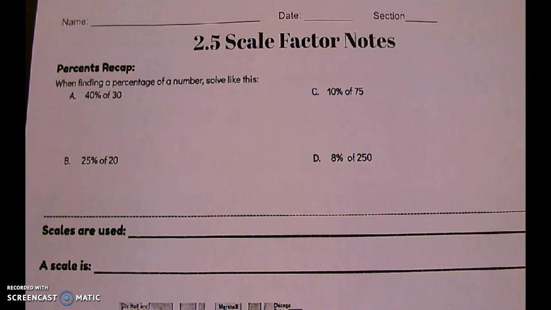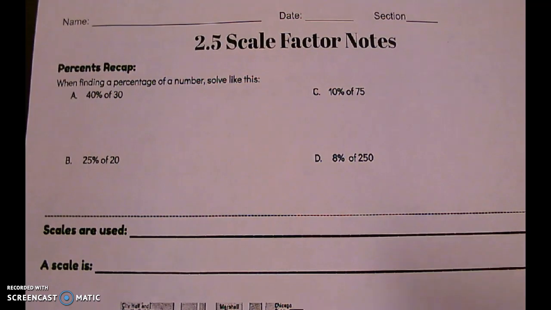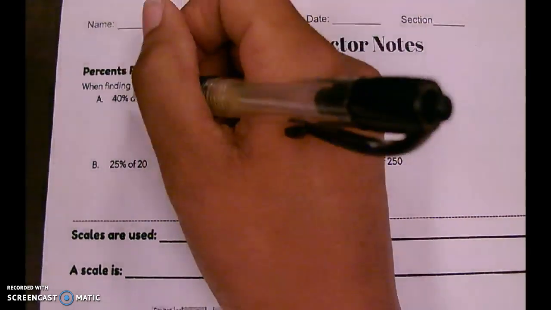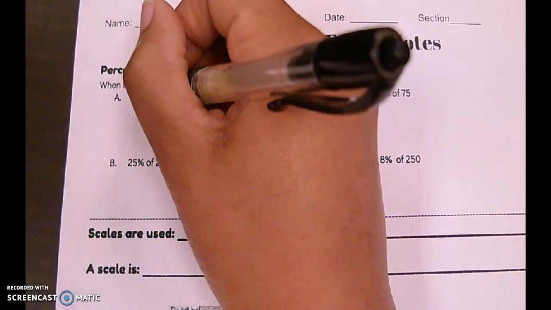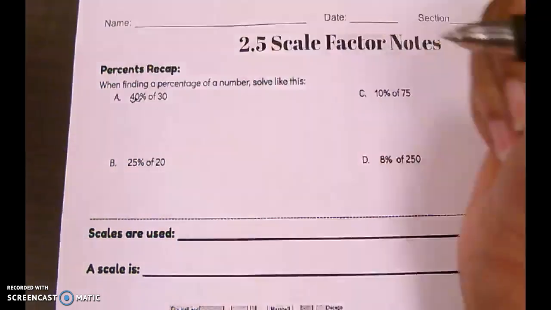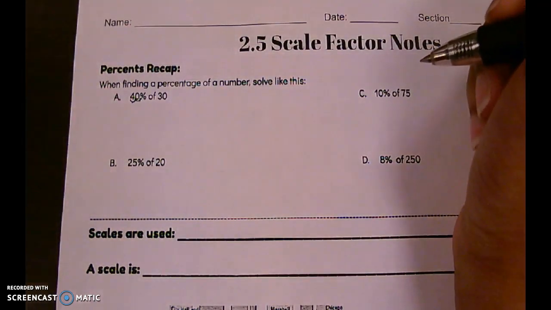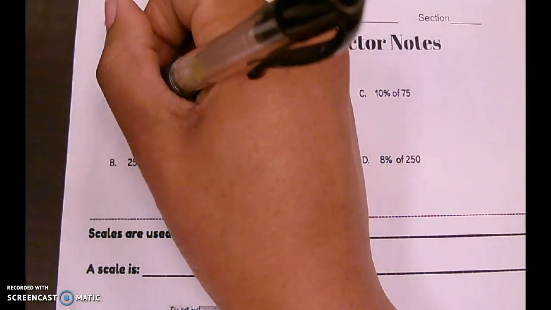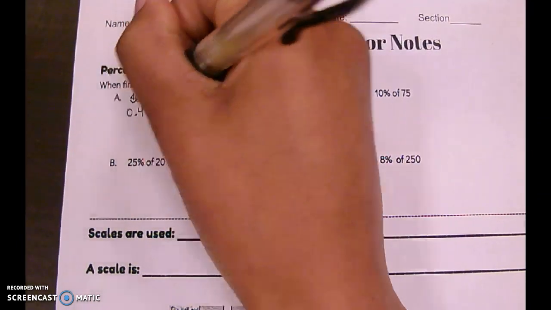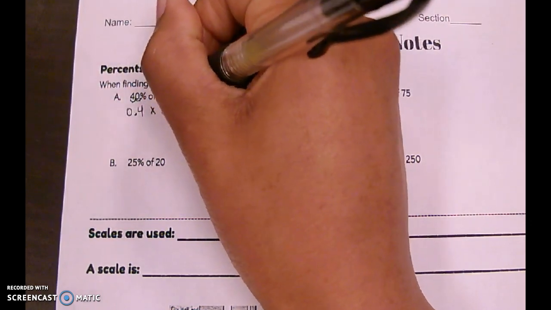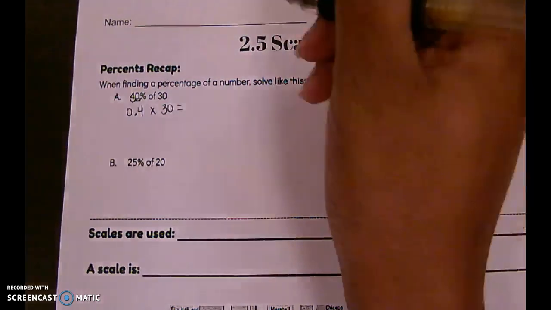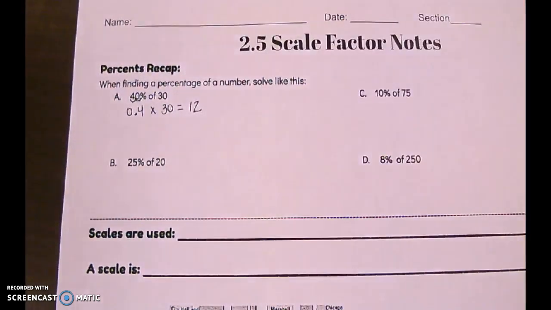Remember that when finding a percentage of a number, you can essentially solve like this. First thing we're going to do is change our percent to a decimal by moving the decimal place over to the left 2 times. So 40% of 30 is the same thing as writing 0.4 times 30. And when we multiply that, our answer is going to be 12.